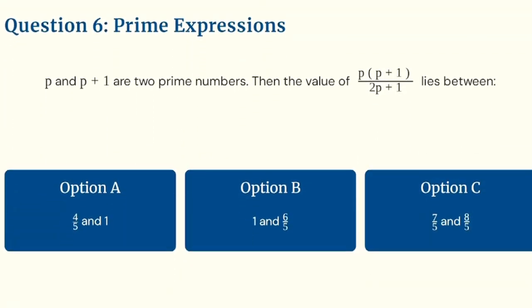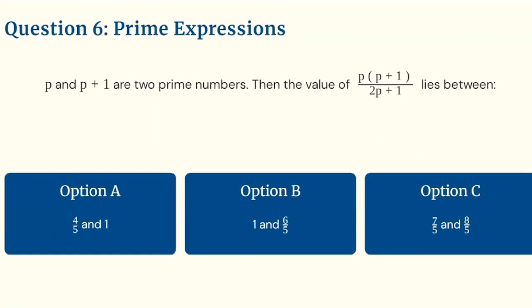Now coming to the next one, the sixth question, which is based on prime expressions. p and p plus 1 are two prime numbers. Then find the value of p times p plus 1 upon 2p plus 1. Now the only two consecutive numbers which are prime are 2 and 3. So p will be 2 and p plus 1 will be 3. Substituting the values, we get 2 times 3 upon 2 into 2, that is 4, plus 1. So it is 6 by 5.